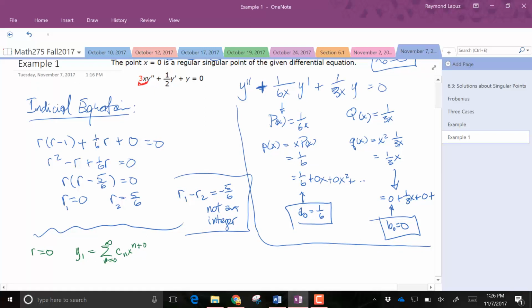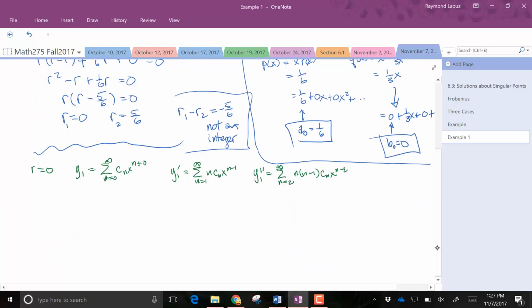This is where we go through the steps of finding the derivative and second derivative and putting them into the differential equation. We can put them into the original differential equation, by the way. We don't always need to come back to the standard form. So y1 prime is going to equal the series starting from 1 to infinity of n c sub n x to the n minus 1. And the second derivative starts from 2, of n times n minus 1, c sub n x to the n minus 2.